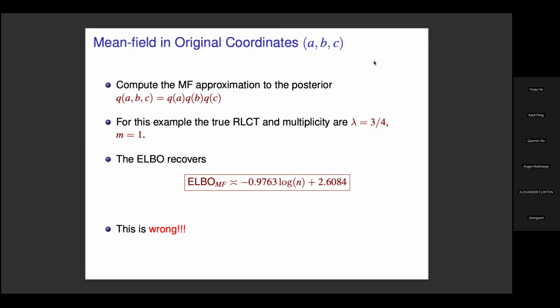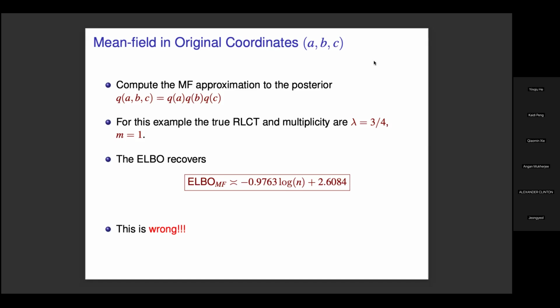Okay, so now let's see what we can do with variational inference here. We are interested in the posterior of A, B, and C. So we assume a mean field family, and we run the variational inference. We get the evidence.